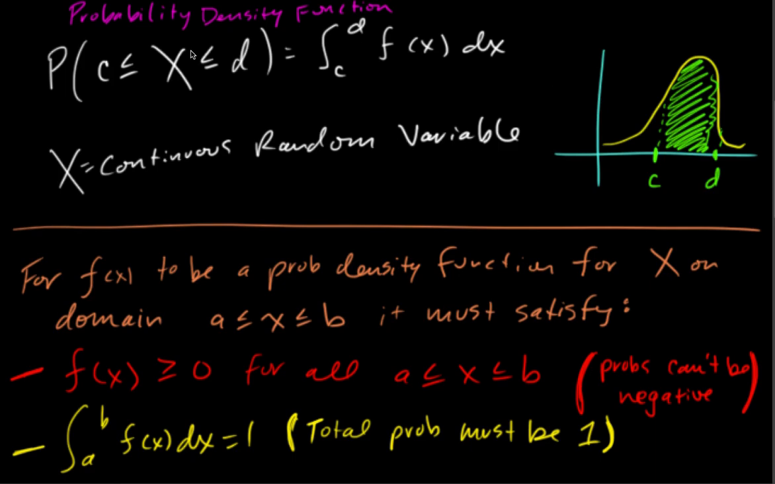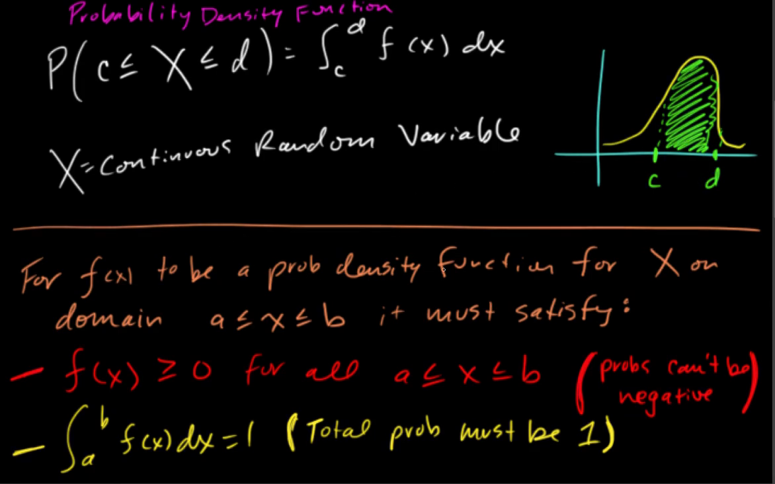And in this first part up here, we can see that a probability density function is defined as a continuous random variable being in between C and D, which is further defined to be like this. So basically we're just finding the area under a curve in between C and D.